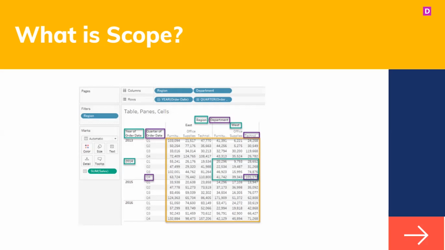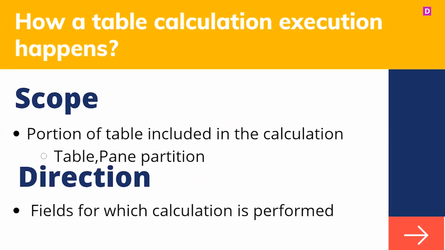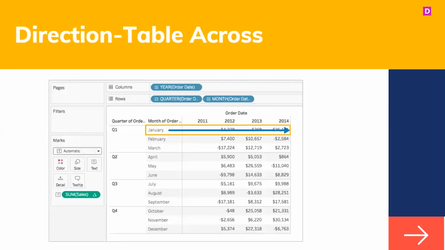Now the next point is direction. For which of the fields you are going to perform the calculation denotes your direction. There are multiple ways that you can use to actually perform the calculations in your Tableau. So there are multiple things that you can do. Say for example, when you say table across, the calculation is going to happen across the length of the table.